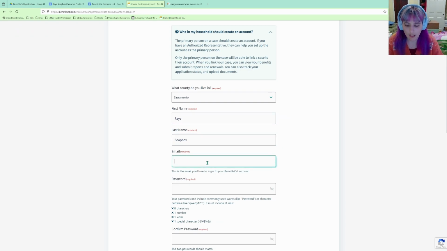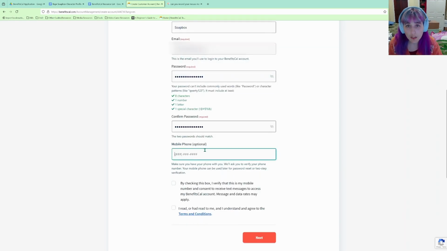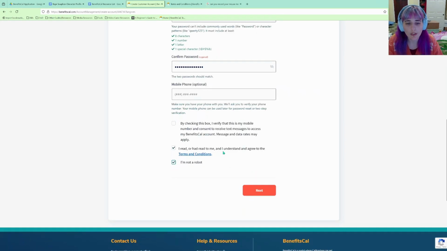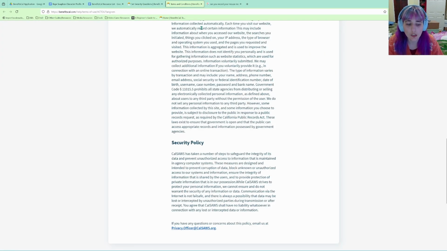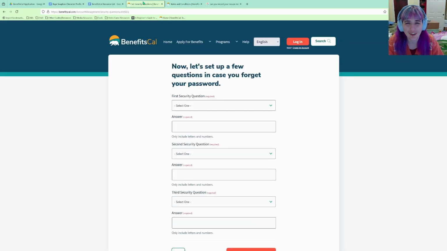Ray, Soapbox, email. By the way, the email that you use again should be the email for wherever you want to receive communication. It should be an email that you can log into for two-factor authentication. You can also put in a phone number, which is optional. That's helpful, as mentioned, for two-factor reset or a password reset sometimes. So personally, I would recommend it. I'm not a robot. Click that you're not a robot, unless you are a robot, in which case you are unfortunately barred from welfare benefits.